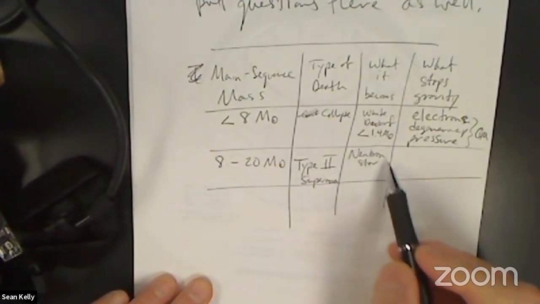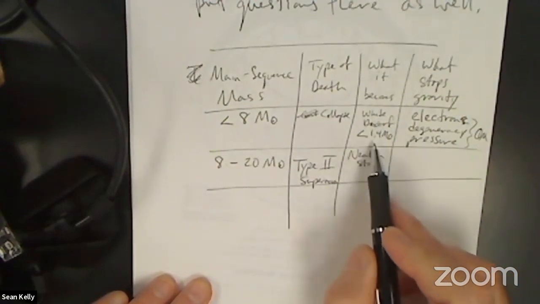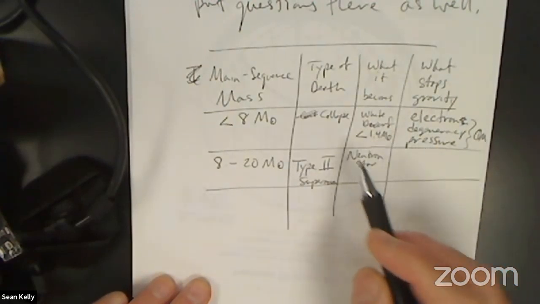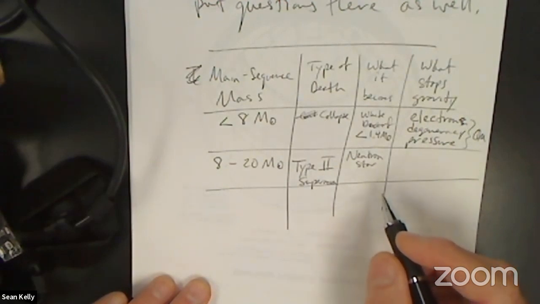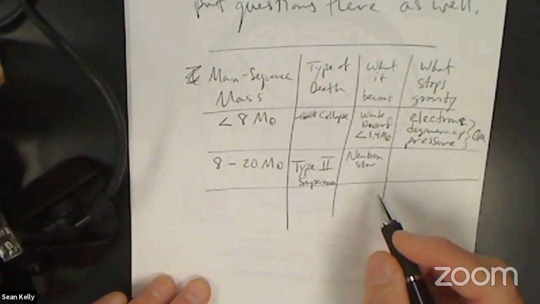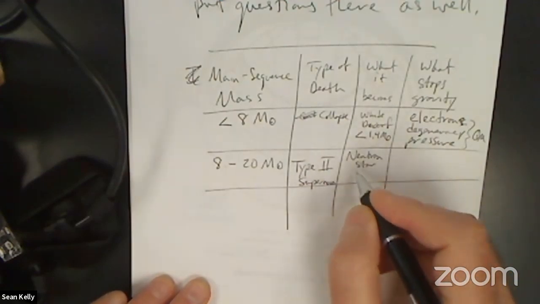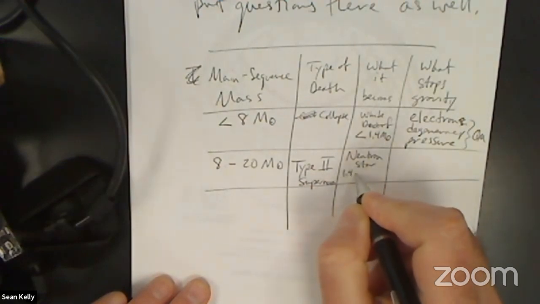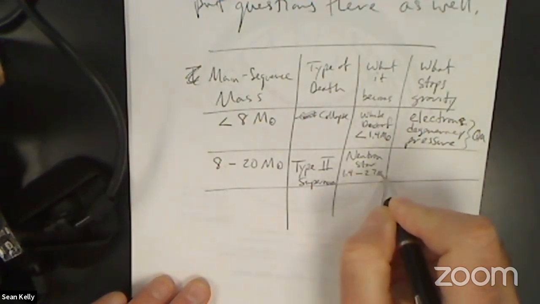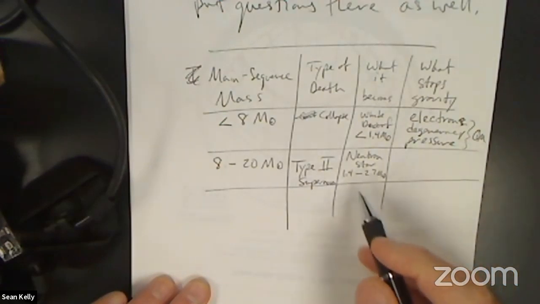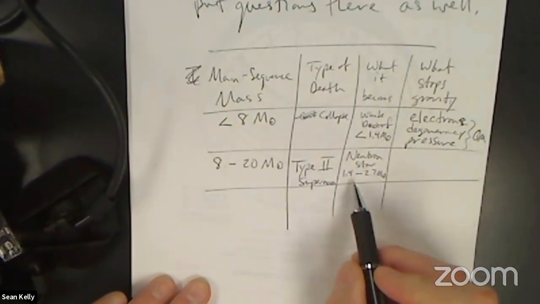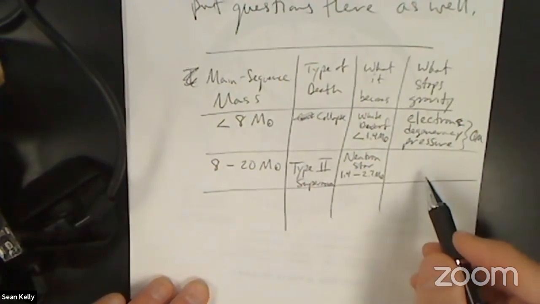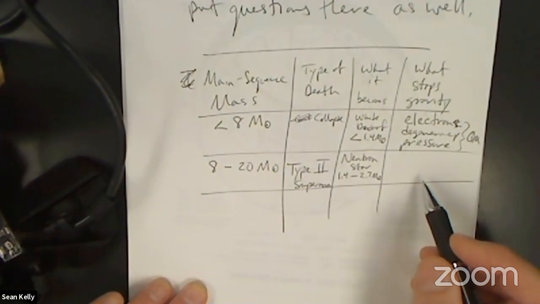The iron that's left behind has too much mass for the electron degeneracy pressure to support it. So the electrons are forced into the nucleus where they find protons, and you get a big ball of neutrons. That's what you get. And what is the mass? We think that it's between 1.4 and about 2.7 solar masses. If you can't read that, try to listen to what I'm saying. I will scan these papers and upload them to Canvas after the lecture.